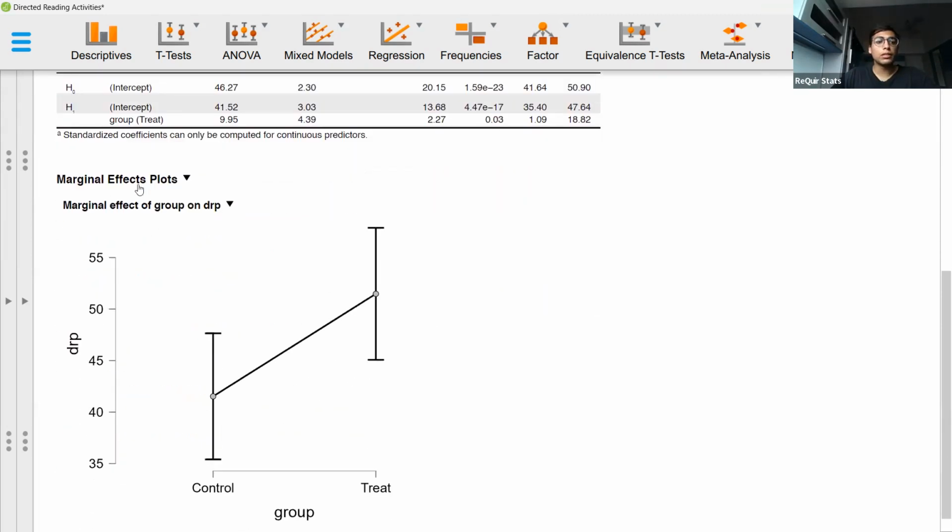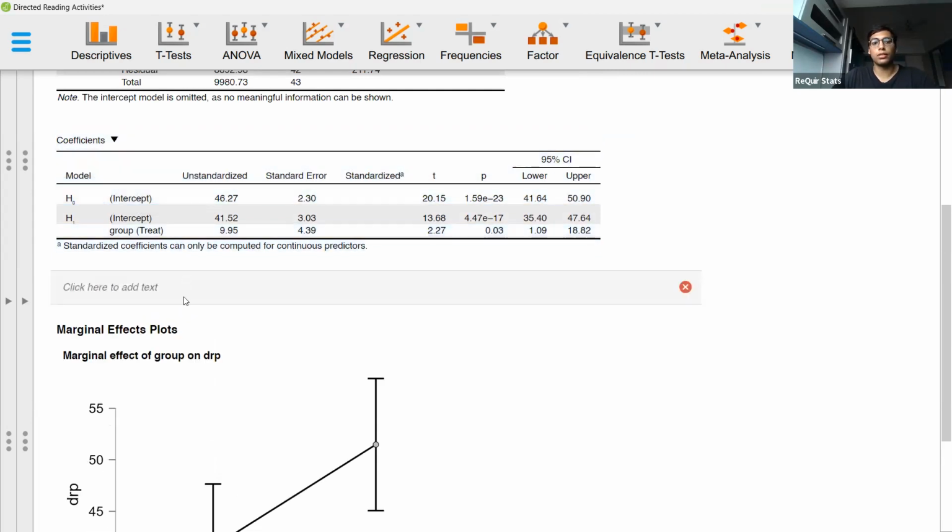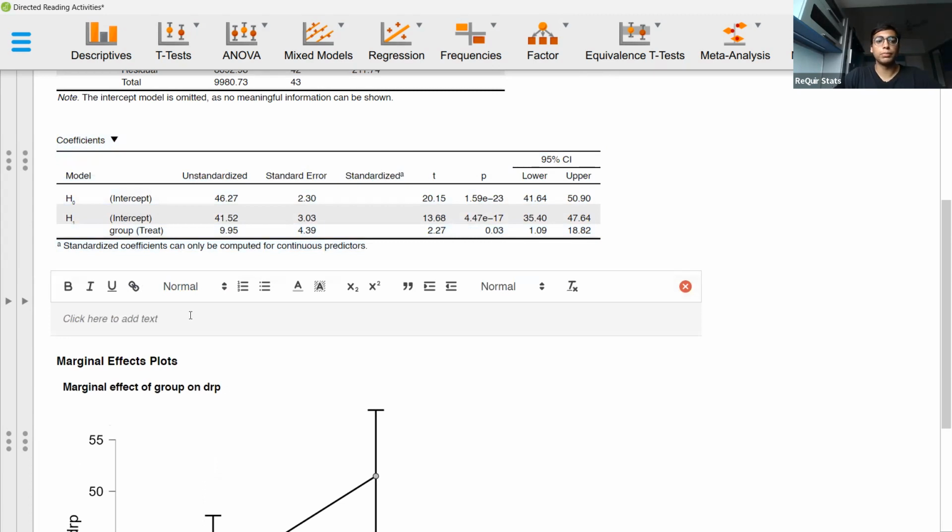Now, if we go to the marginal means, this marginal effects plot, where have we seen this plot? We have seen this plot when we ran a t-test and we got the descriptive plots. This is essentially the mean, and these are the 95% confidence intervals. So let me just add a note to explain this beta coefficient value.